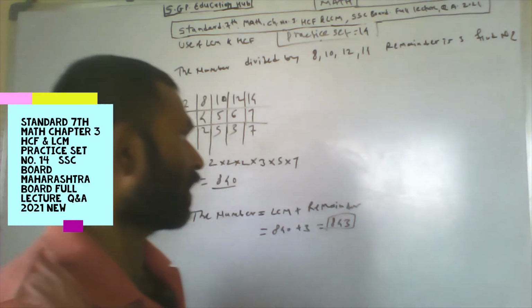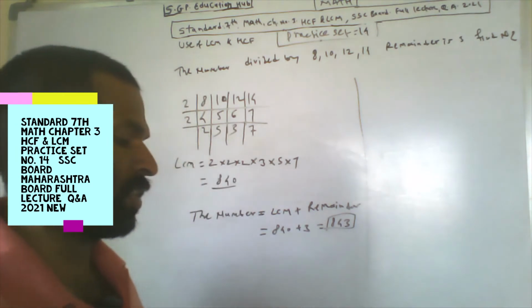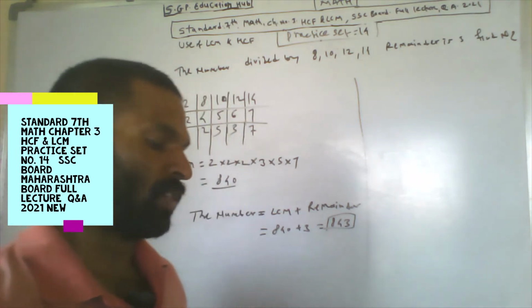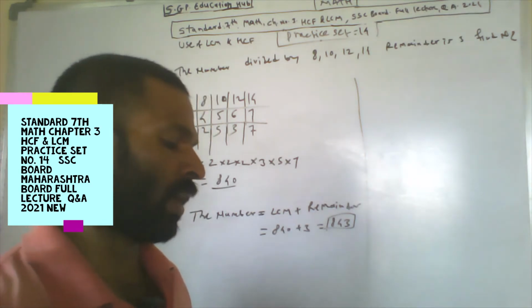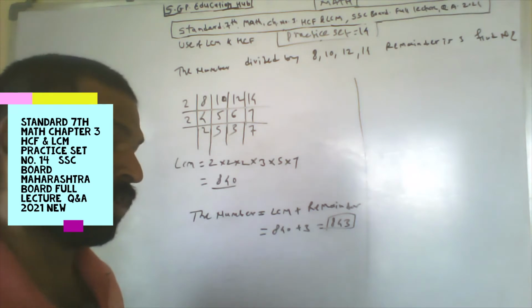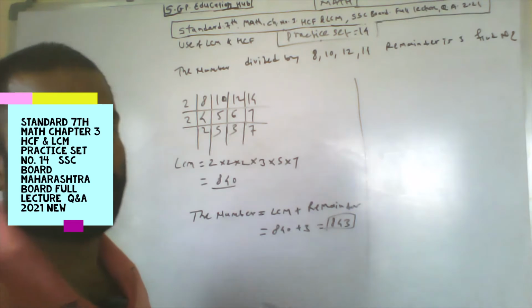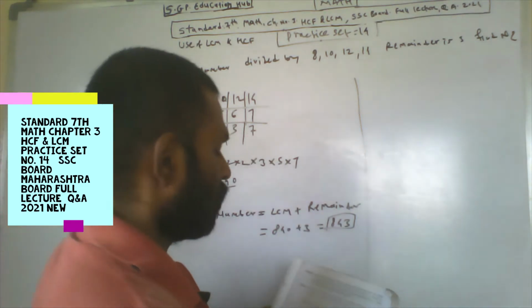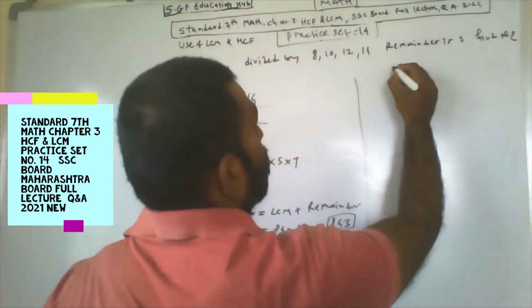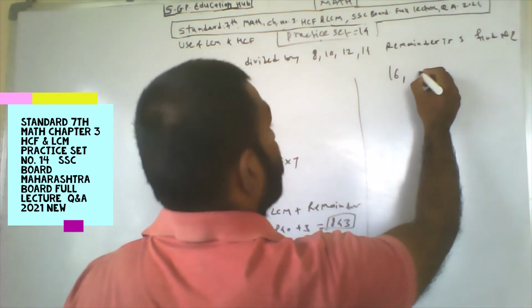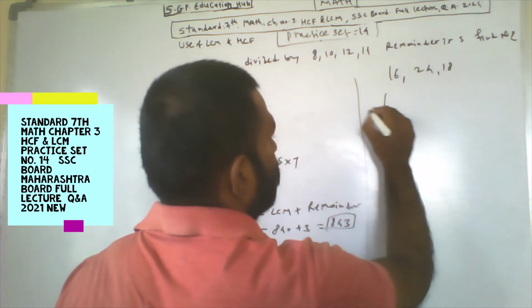Now the fourth example. There are three friends, Shreyas, Shalak and Snail, who start running from the same point on a circular track at the same time and complete one lap of the track in 16, 24 and 18 minutes respectively. What is the shortest period of time in which they all reach the starting point together? This is the question. One lap of the track is 16, 24 and 18 minutes. Just find the LCM of 16, 24 and 18.